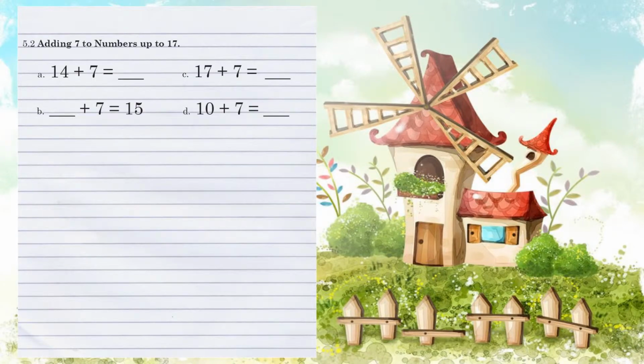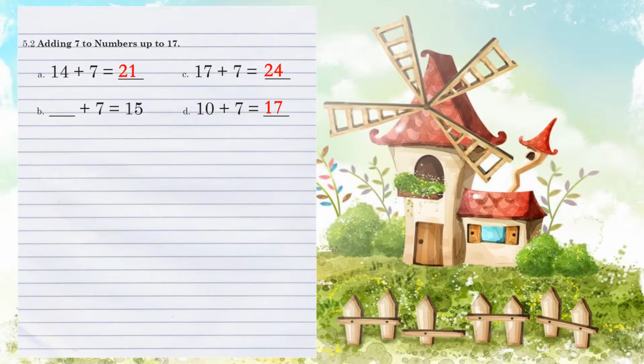Unit 5.2. We are adding 7 to numbers up to 17. Look at example A. We have 14 plus 7. Here we could either use your marks or you could just combine together your ones positions. So if we combine together the 4 plus the 7, that is 11. So we write down the 1 and we carry the 1. Now we have the 1 from the 14 and the 1 that we carried to get a 2 for an answer of 21.